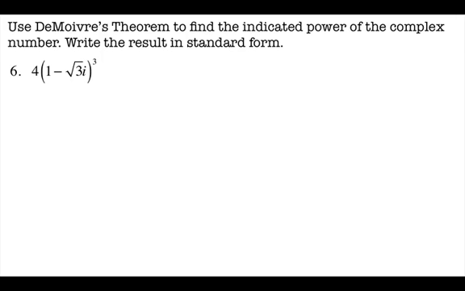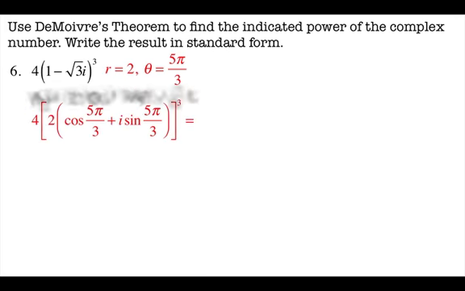Number 6. Same directions. Now the only difference is here you're not given trigonometric form, so you're given a complex number. So what you can do is you can rewrite any complex number in trigonometric form. By doing a little bit of work, you should be able to see that r is equal to 2 and the theta is 5 pi over 3. This is how we did number 1 and 2 in this video. So then, once I substitute the values into that formula, this is what I get.